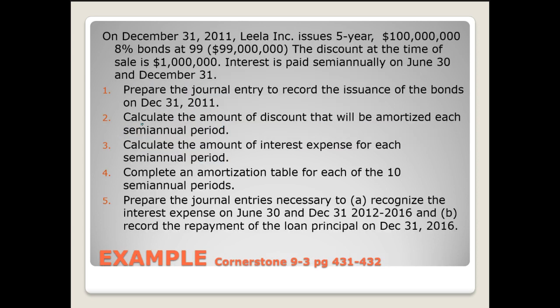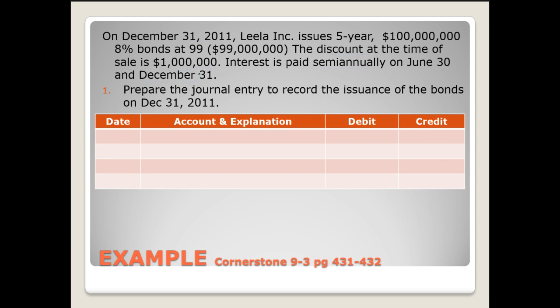We've got Leela Inc. They issue a 5-year, $100 million bond at 8% coupon, and they issue it at 99, meaning 99% of the face value. That comes to $99 million instead of $100 million. The discount at the time of sale, of course, is the $1 million, and interest is paid semi-annually on June 30th and December 31st. So first, let's prepare the journal entry to record the issuance of the bonds on December 31st. So remember, we're now going to record a discount bond.